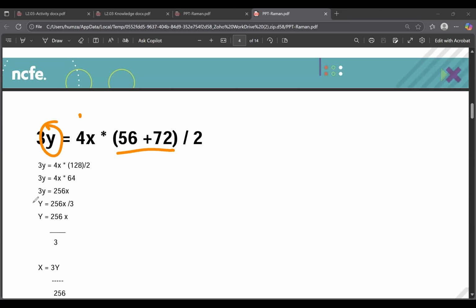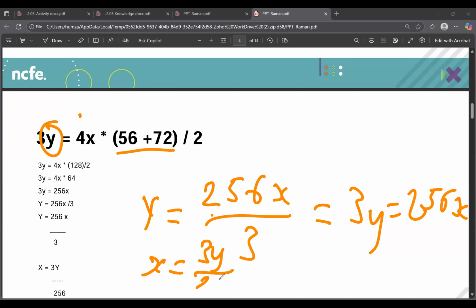And to find out the value of x now, again, all we do is multiply the 3 to make it 3y. So if y equals 256x over 3, then 3y equals 256x, and that means x equals 3y divided by 256.